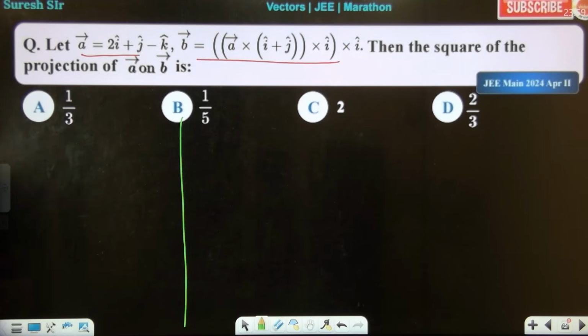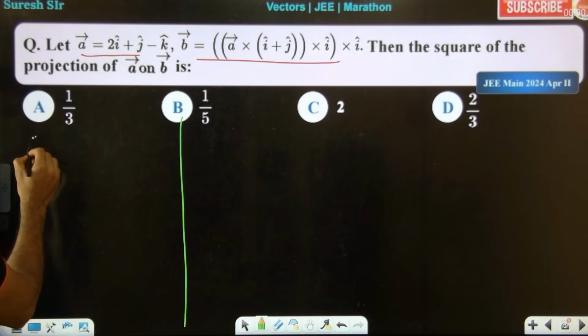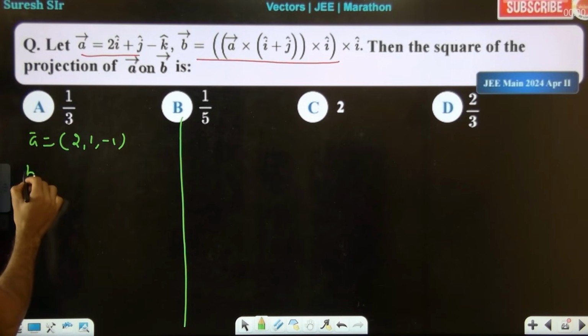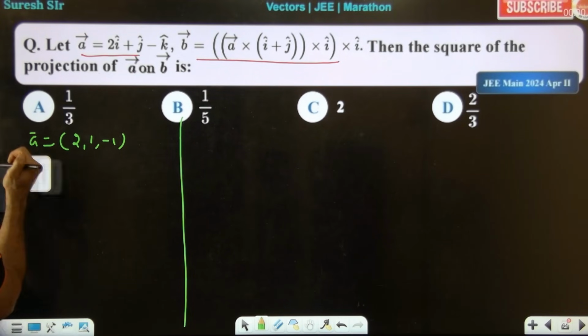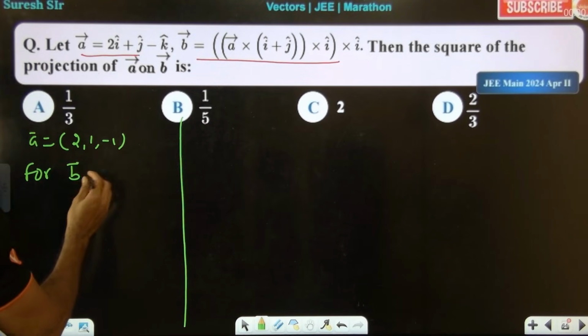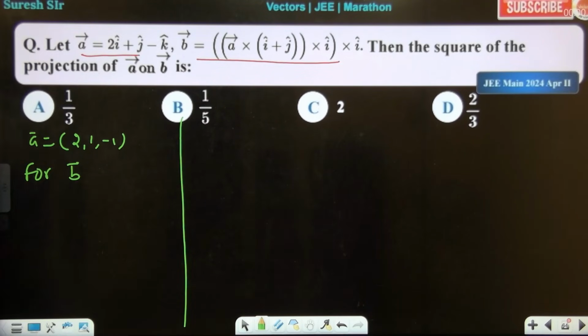Firstly, the square of the projection of A and B. We need to find the projection, then square it. Firstly solve the B vector. Let us write A vector as 2, 1, minus 1. For the B vector, what I am doing is firstly A cross I plus J.